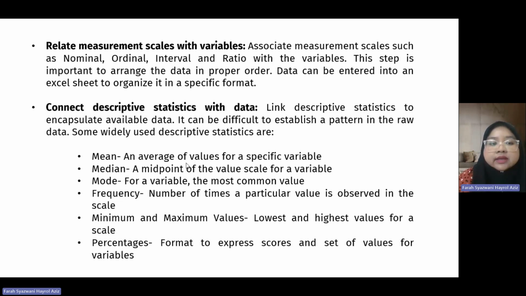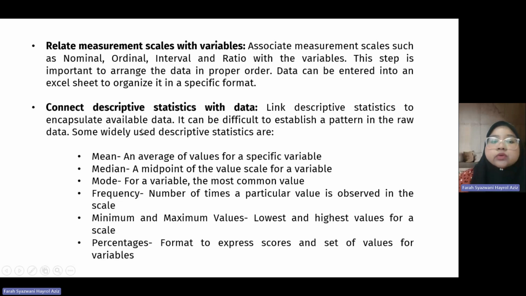Okay, you would also be connecting descriptive statistics with data. So you can link descriptive statistics to encapsulate available data. Okay, this could be difficult, to establish patterns in the raw data. So therefore, some of the widely used descriptive statistics are as attached here. We have mean, median, maybe mode, frequency of particular value, minimum and maximum value, and also percentages.